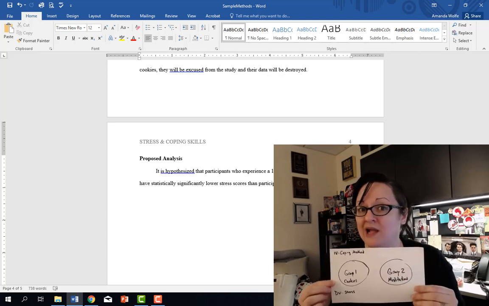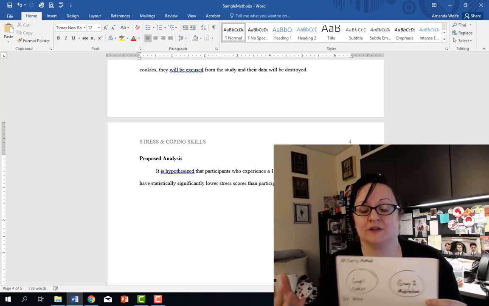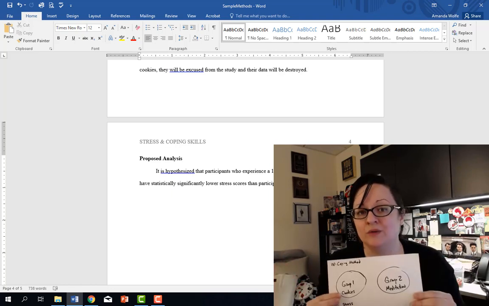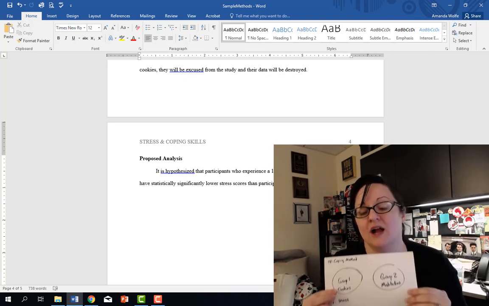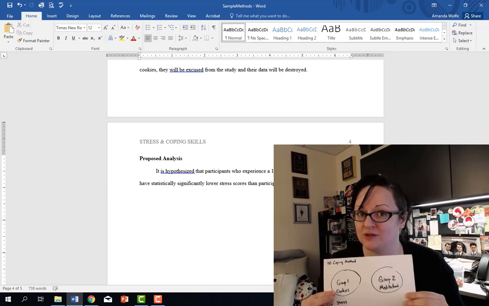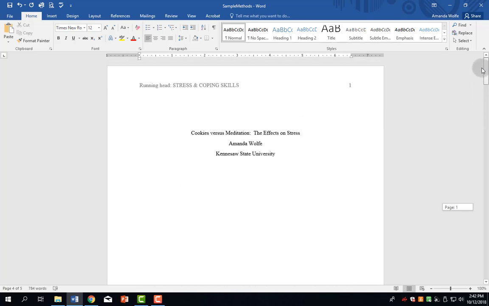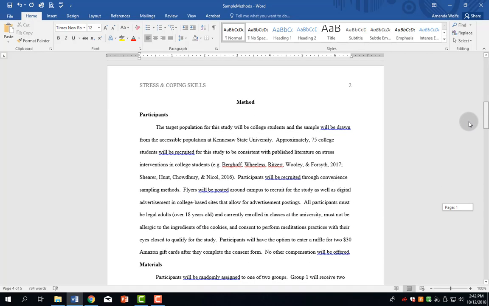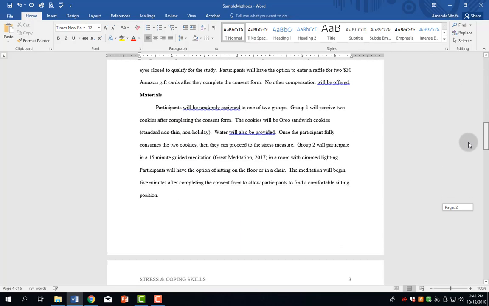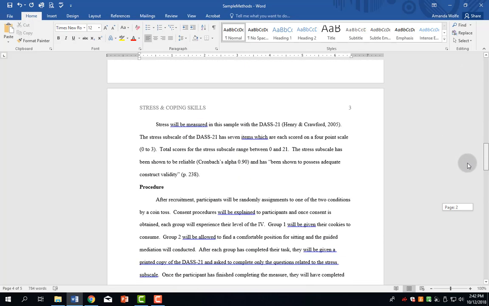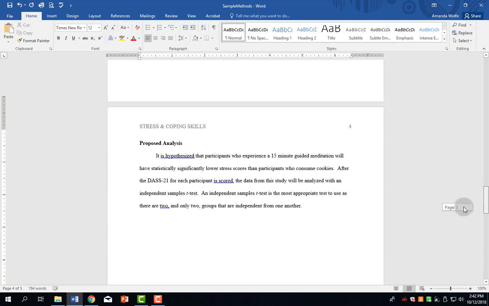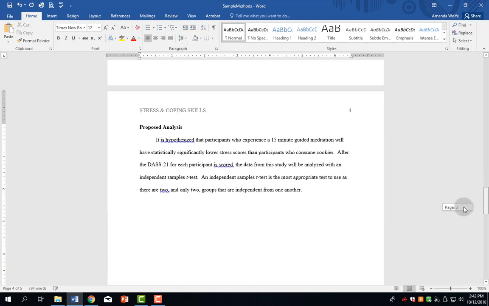So I can actually write the correct answer. But if you don't know, I will be providing you the correct answer. I just want to see some effort on your part. I have now completed my proposed analysis subsection. So my methods draft has a correct APA title page, it has a participant subsection, a material subsection with 2 paragraphs, a procedure section with 2 paragraphs, and my proposed analysis subsection.